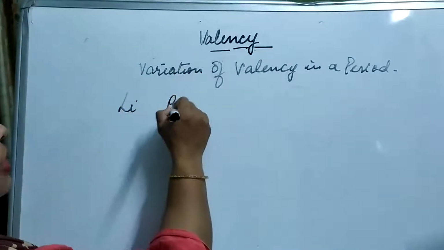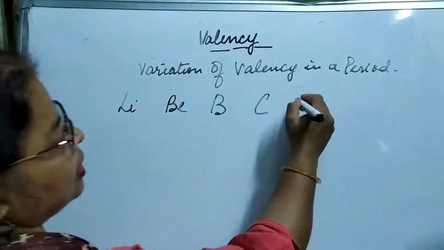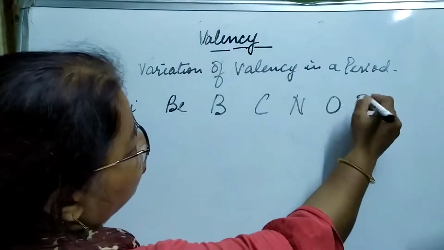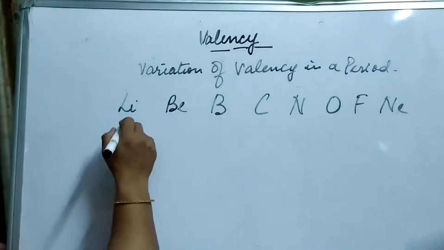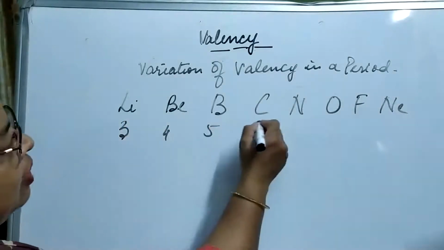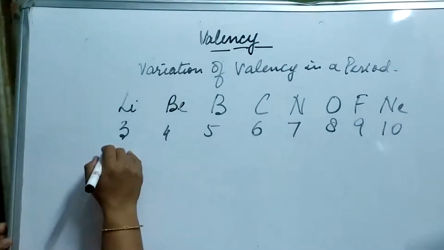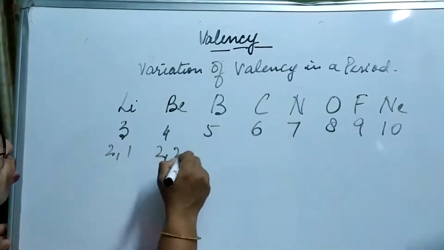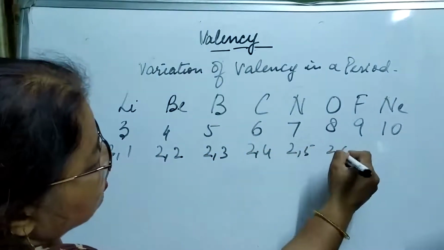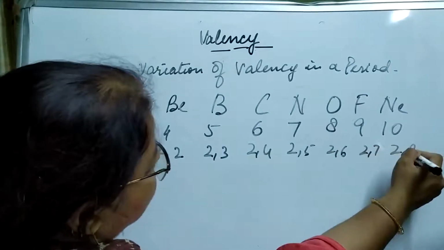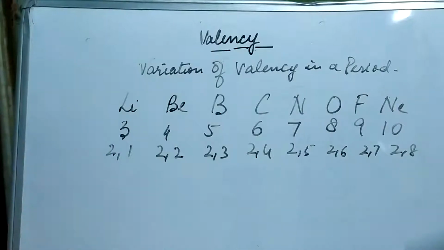Lithium, beryllium, then comes boron, carbon, nitrogen, oxygen, fluorine, and then neon. Atomic numbers are 3, 4, 5, 6, 7, 8, 9, 10. Okay. Now what is the configuration? 2,1; 2,2; 2,3; 2,4; 2,5; 2,6; 2,7; 2,8. Is it okay? This is how we can show the electronic configuration.